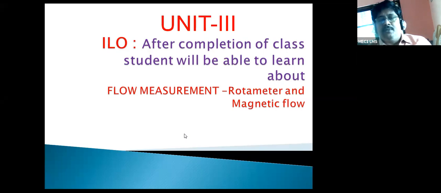Next we discussed the magnetic type level indicator. It consists of a float. The float can have several shapes, maybe a ball shape or a rectangular shape like this. In the float, a bar magnet is arranged, and it is placed on the surface of the liquid in the container whose level has to be measured.